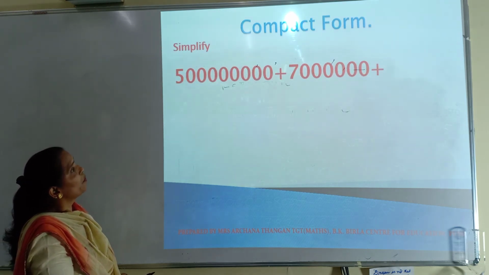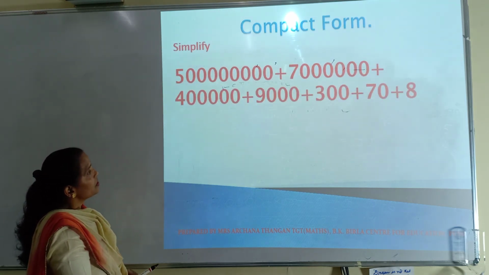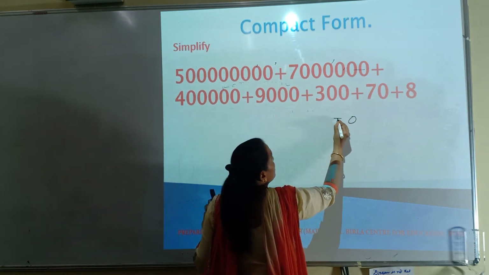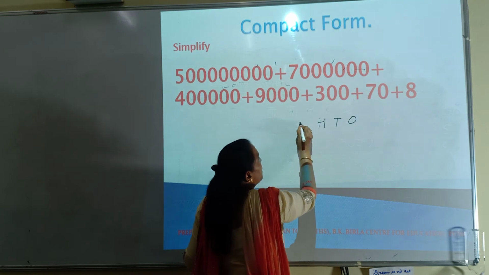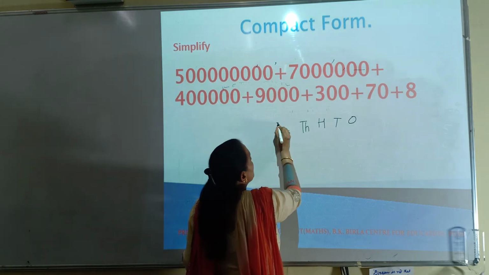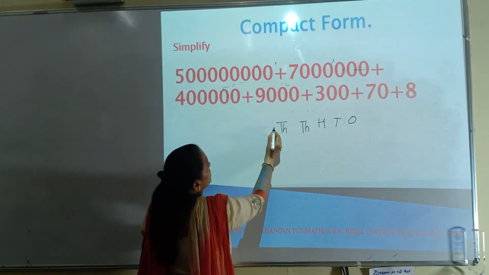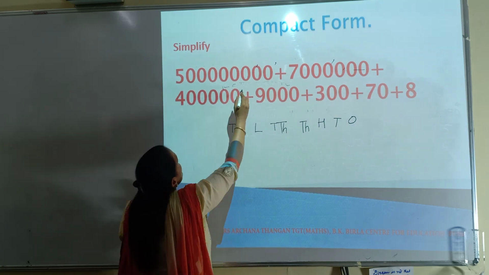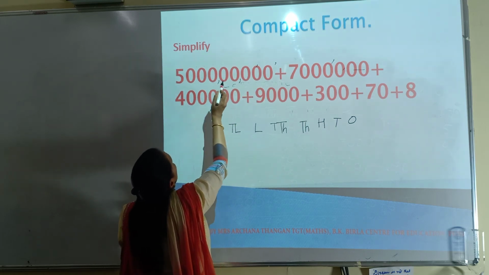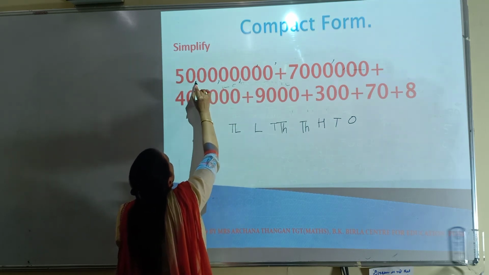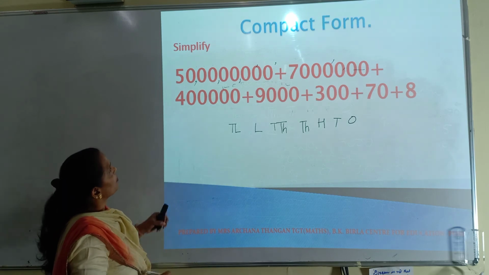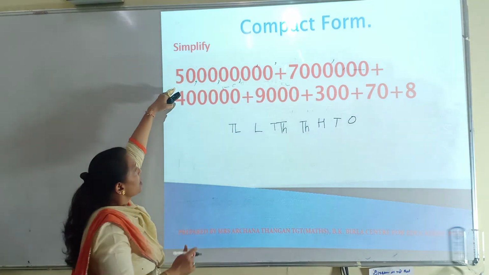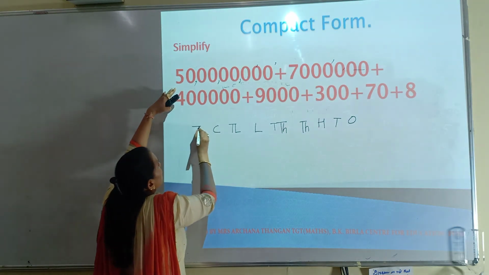Let's try one more example. Here, first we need to write the places. This is ones place, tens place, 100 place, 1,000 place, 10,000, then lakh and 10 lakh. Here, this is 1,000, then this number is bigger, a large number. This is the ones period, 1,000 period, lakh period and crore period. So here crore is also there, 10 crore.